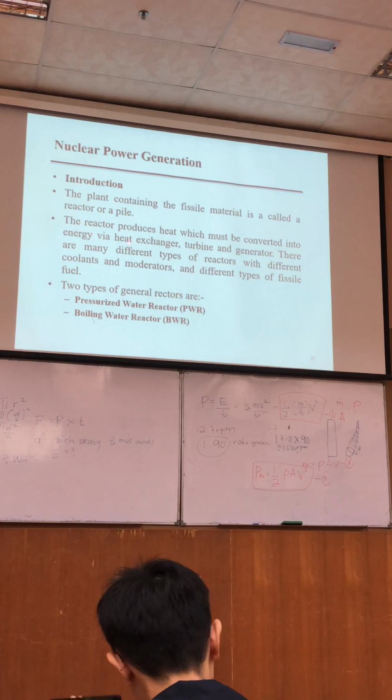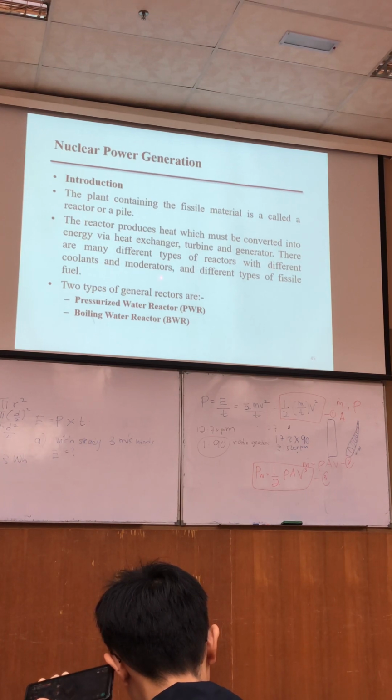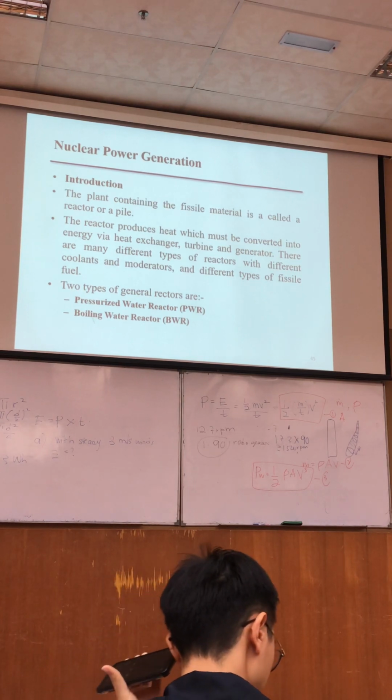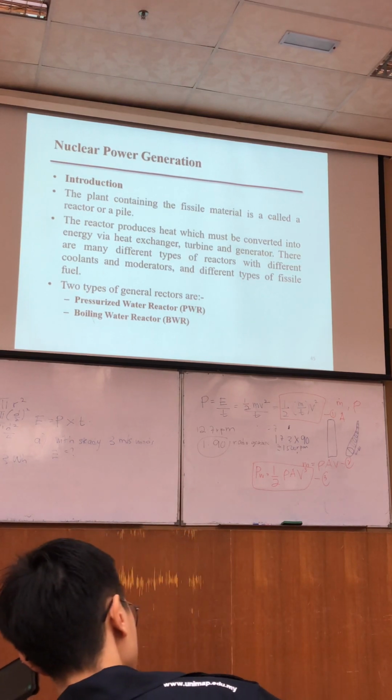So the reactor or pile produces heat which must be converted into energy. There are many different types of reactors with different coolants and moderators and different types of fissile fuel. Fissile fuel is put into the fuel rod in the reactor or pile. The fuel rod can be uranium, sometimes plutonium, which is radioactive.